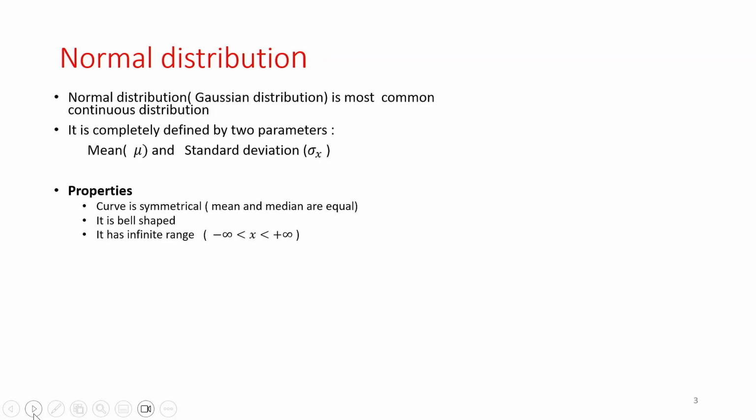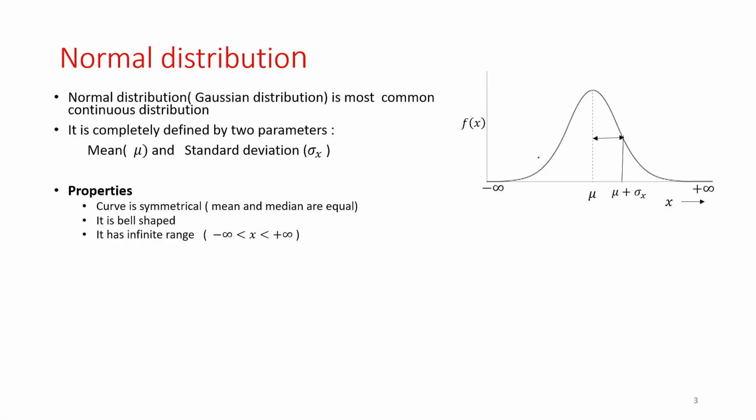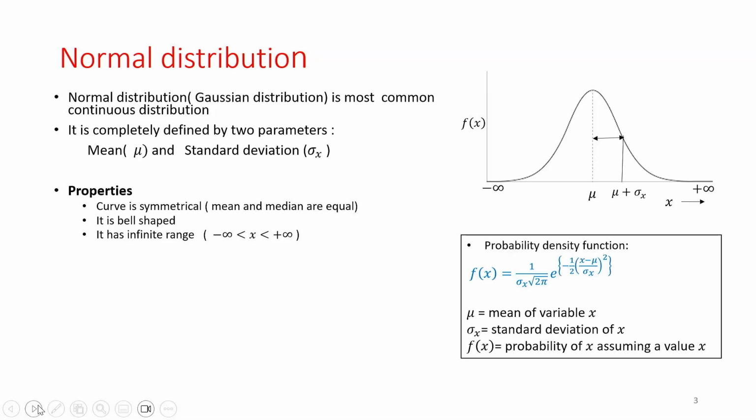The property of this particular distribution is that the curve is symmetrical. It is bell-shaped and it has infinite range. You can see the curve on the right hand side. It looks like a bell, therefore the name bell-shaped curve. And you can see that it is symmetrical. That is, if we see the left hand side and right hand side from the midpoint, both are exactly similar. Therefore, it is perfectly symmetrical.